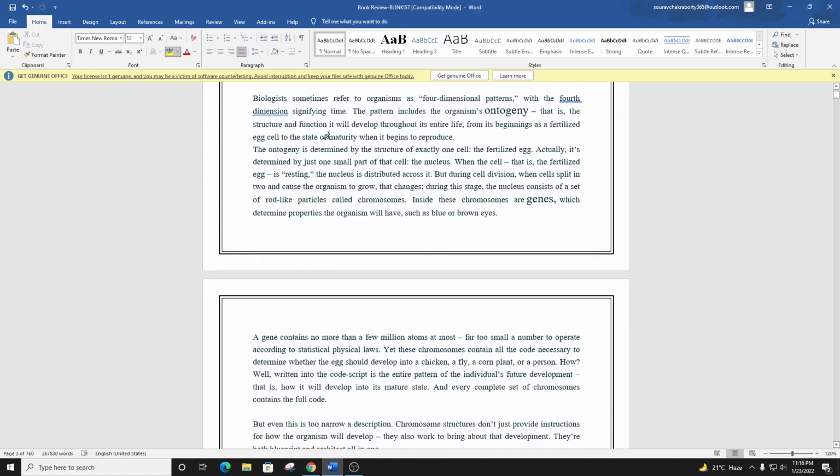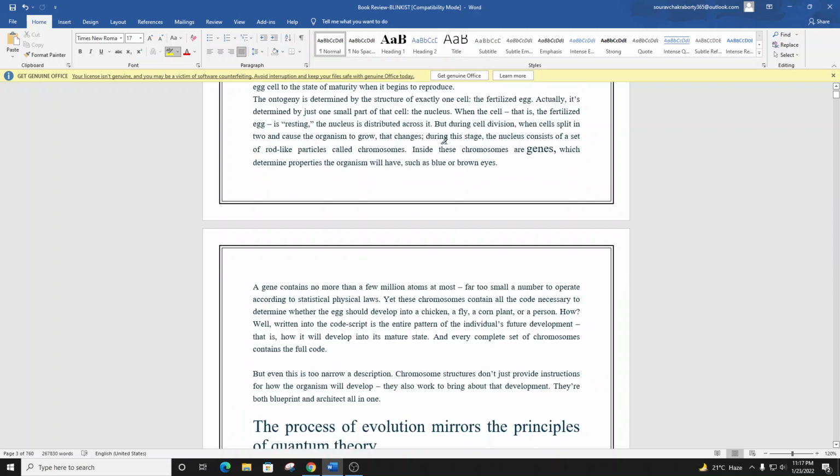Biologists sometimes refer to organisms as four-dimensional patterns, with the fourth dimension signifying time. The pattern includes the organism's ontogeny, that is, the structure and function it will develop throughout its entire life, from its beginnings as a fertilized egg cell to the state of maturity when it begins to reproduce. This ontogeny is determined by the structure of exactly one cell, the fertilized egg. Actually, it's determined by just one small part of that cell, the nucleus.